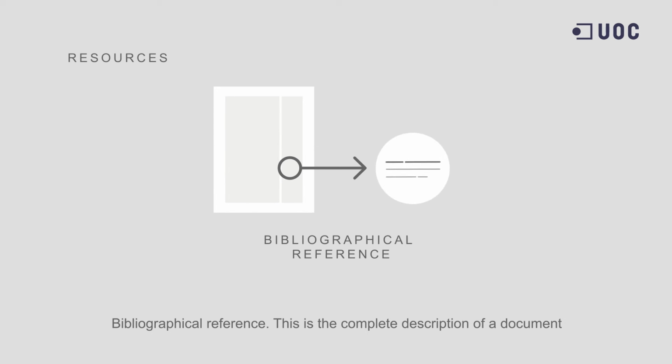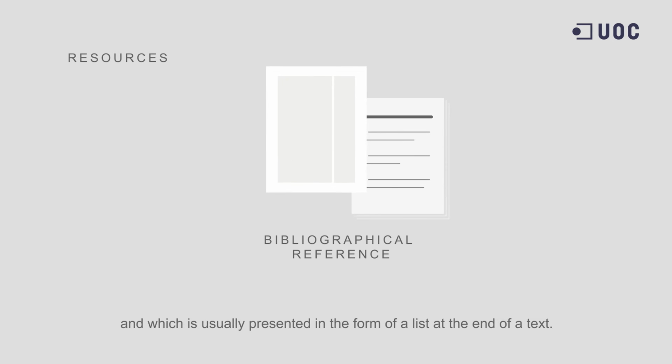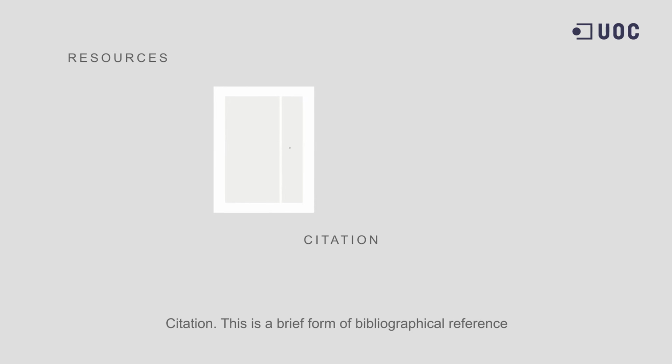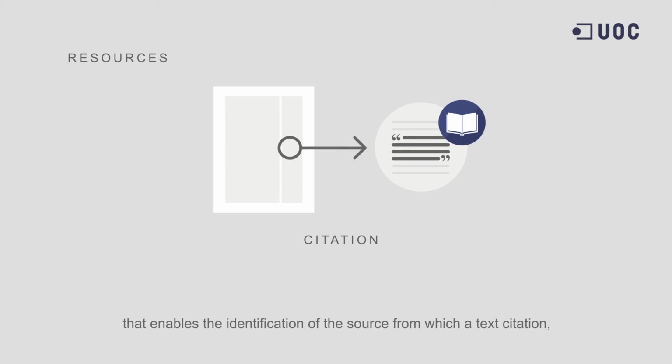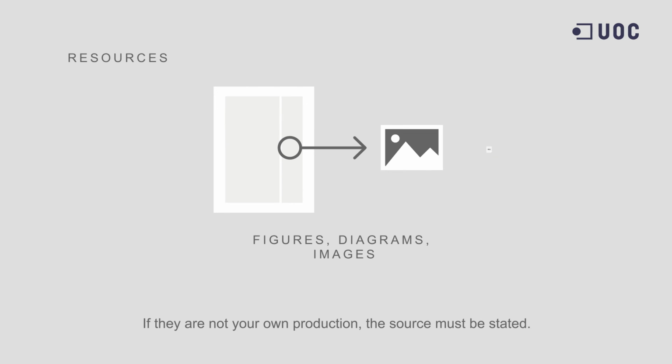Bibliographical reference. This is the complete description of a document that enables it to be identified and searched for, and is usually presented in the form of a list at the end of a text. Citation. This is a brief form of bibliographical reference that enables the identification of the source from which a text citation, a paraphrased excerpt, an idea, etc., has been taken. Figures, diagrams, images. These should be presented with the data, not in image format. If they are not your own production, the source must be stated.